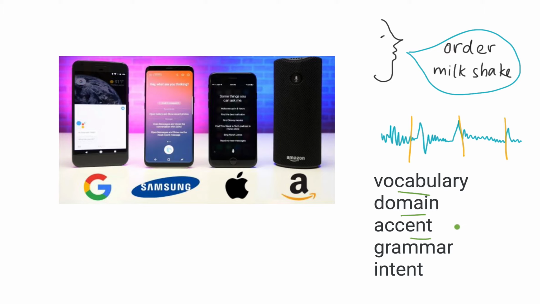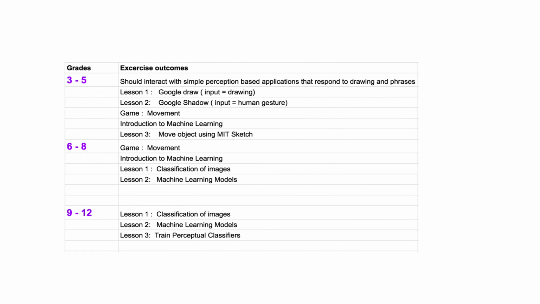I also have accent, right? If you have a French person speaking English versus a native speaker from North America, there would be an accent, and that accent has to be understood by these machines. Obviously, there's grammar and there's intent. What I mean by intent here is, this person might be asking, let's say, Alexa to go and order a milkshake from some store. So there's some intent behind this ask, right? All this stuff is important for kids to understand. And without further ado, I will break this down to a curriculum.